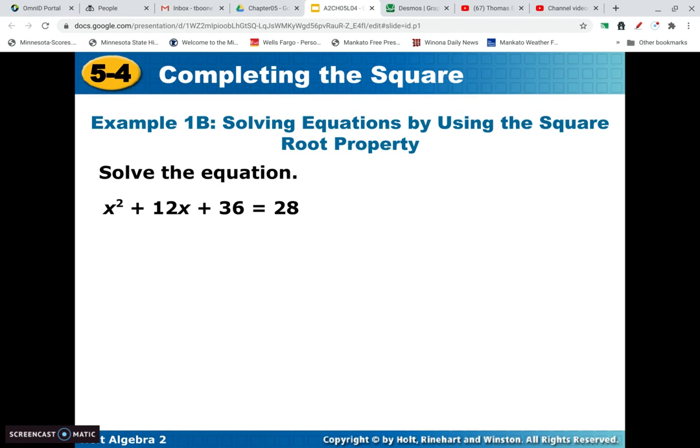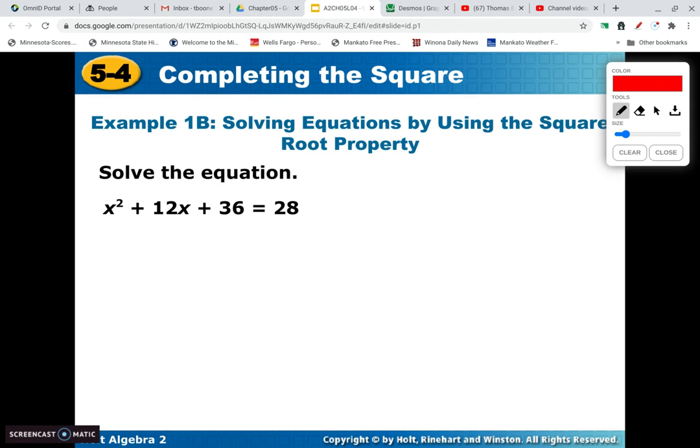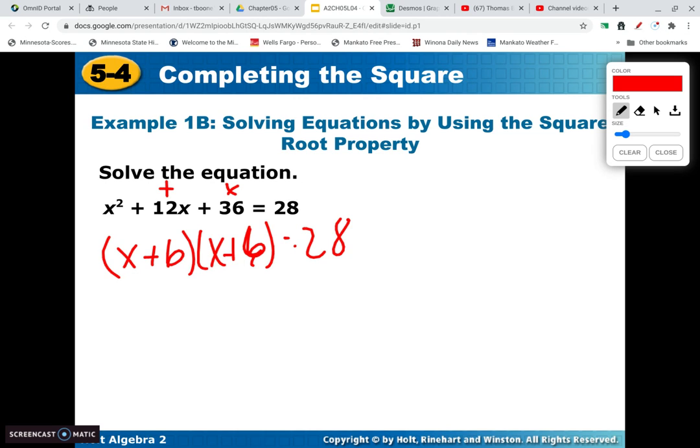Now, a nice, interesting thing here that we talked about from last section is that this is a perfect square trinomial. In other words, when I factor this, two numbers that multiply to 36 but add to 12 are 6 and 6. So I could think of this as x plus 6 times x plus 6. And that equals 28. Well, I can rewrite this. This is really thought of as x plus 6 squared. Something times itself is squared, right?